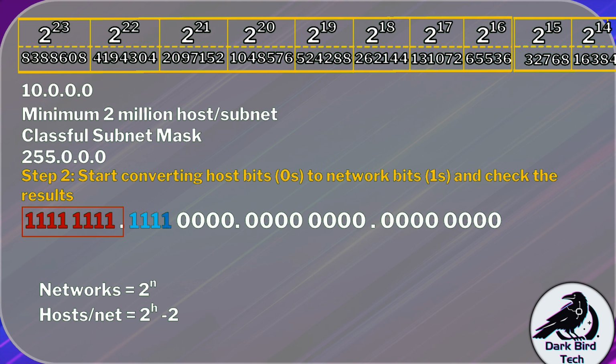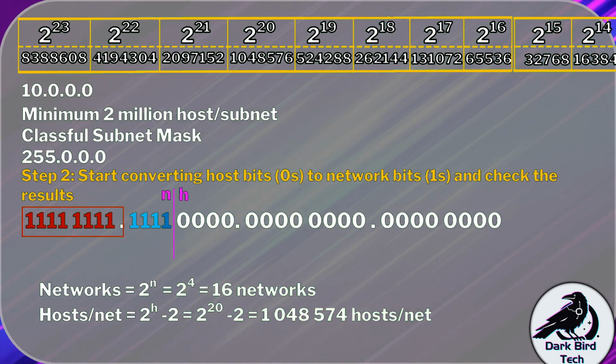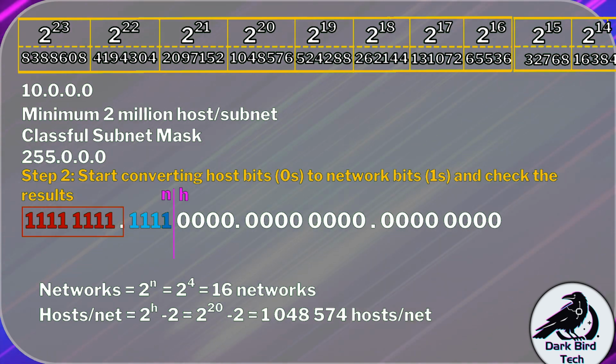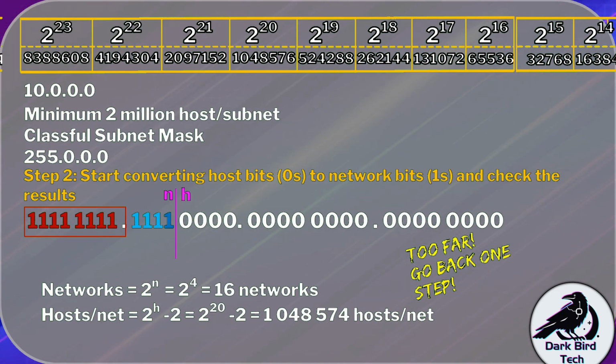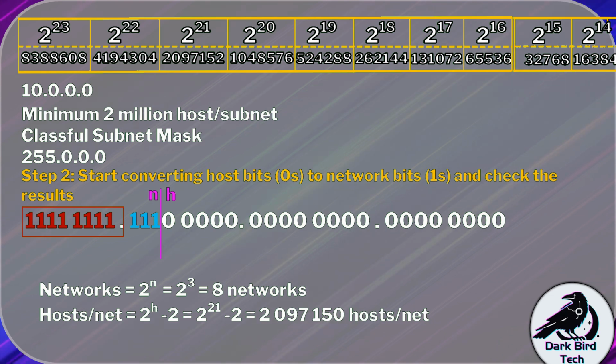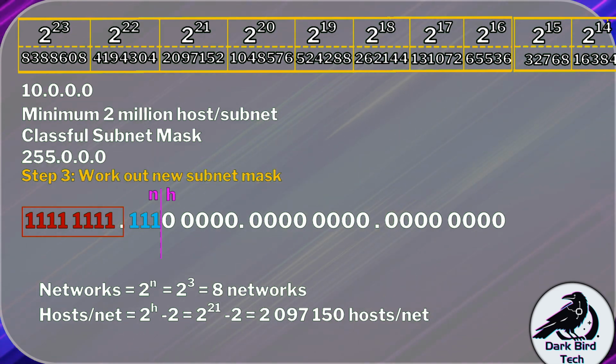Let's go and have a 4th new network bit. And that leaves me with only 20 host bits. So 2 to the 4 is 16, and 2 to the 20 minus 2 leaves me with 1,048,574, which is way too few, so we've gone too far. Let's go back a step. This is where we want to be at. 3 new network bits with only 21 host bits left over. Great stuff. Let's go and see what our new subnet mask looks like.